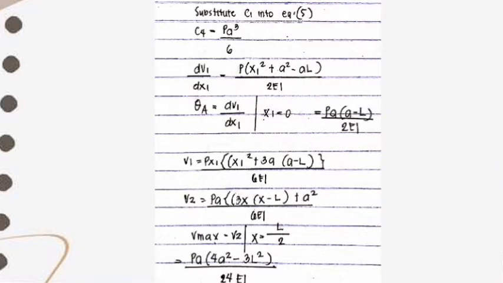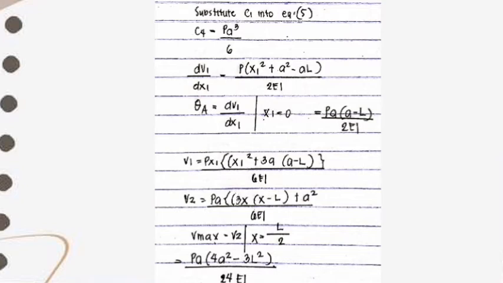So let's substitute C1 into equation number 5. As you can see here, equation number 5, C4 is equal to PA cubed over 6. So dV1 over dx1 is equal to P times x1 squared plus A squared minus AL over 2EI. So theta A is equal to dV1 over dx1 at x1 is equal to 0. So our theta A is PA times A minus L over 2EI.